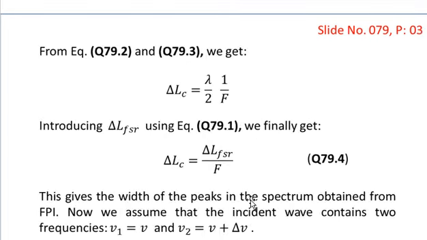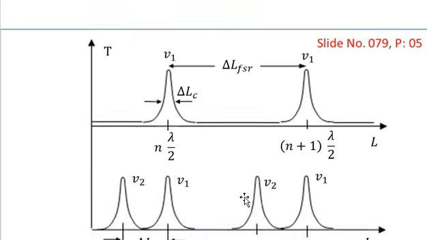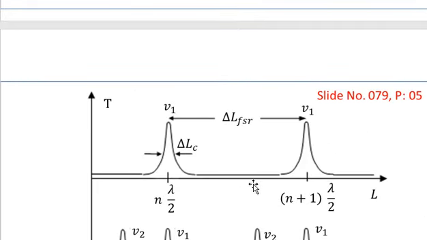Let me show you the spectrum so that you can be familiar with that. This is the spectrum that I have shown, the first part of the spectrum. You can see that delta L c is shown over here, which is the width of a peak at its half maximum. And you can also notice that delta L FSR is actually the separation between the two peaks, and it is equal to lambda by 2.